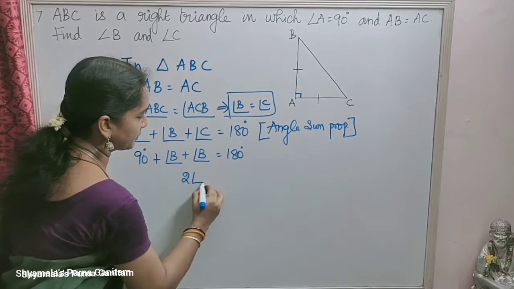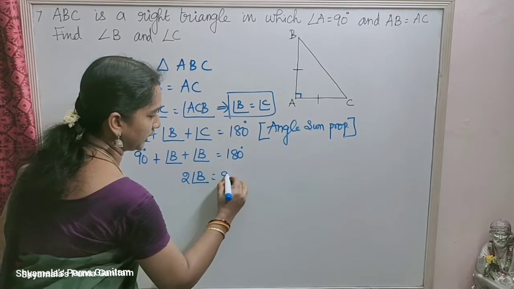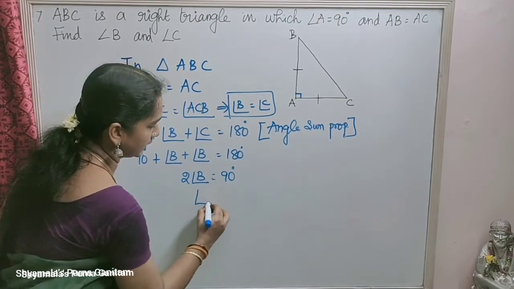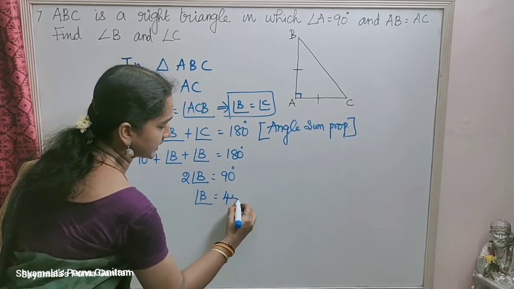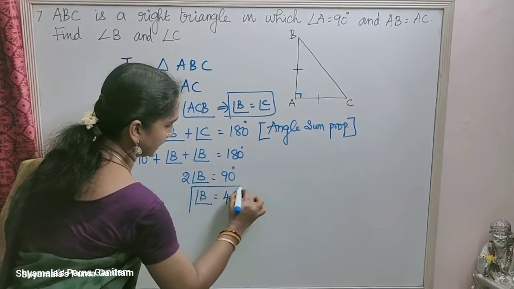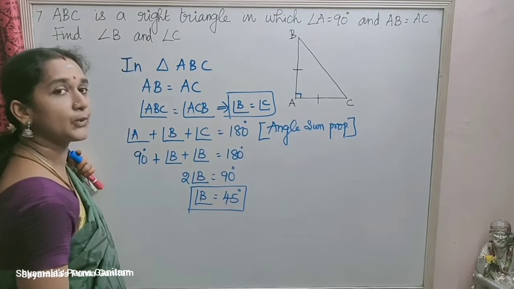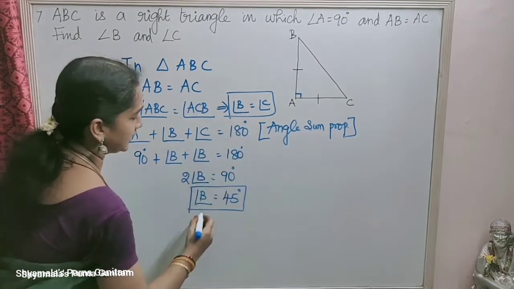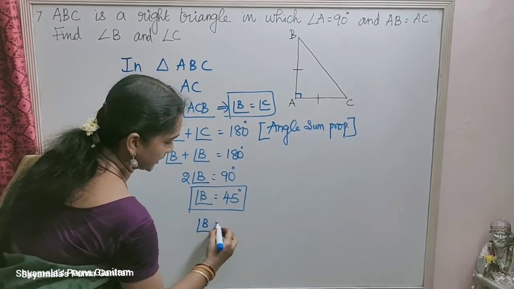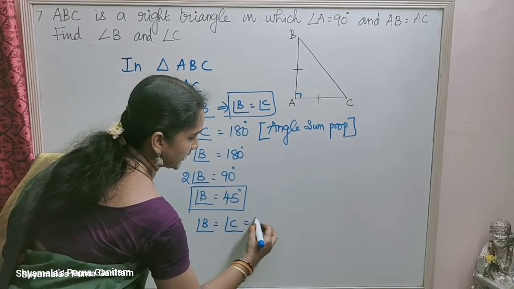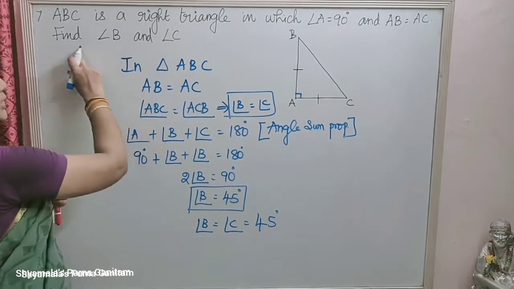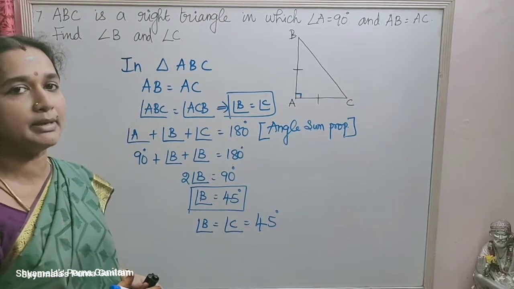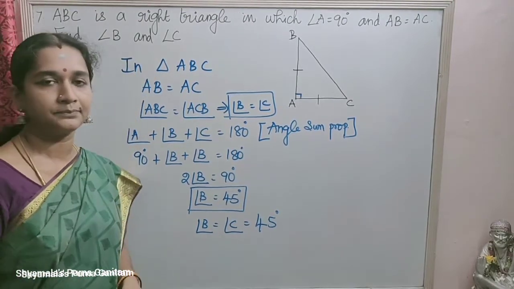So 2 times angle B is equal to 90 degrees. So angle B is equal to 90 by 2, that is 45 degrees. Angle B, I got it as 45 degrees. Angle B is equal to angle C, so angle B is equal to angle C is equal to 45 degrees. So this is the value for angle B and angle C.